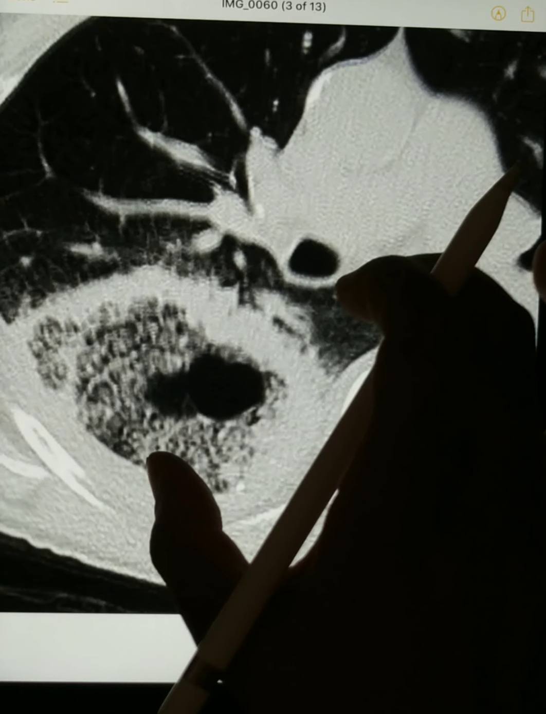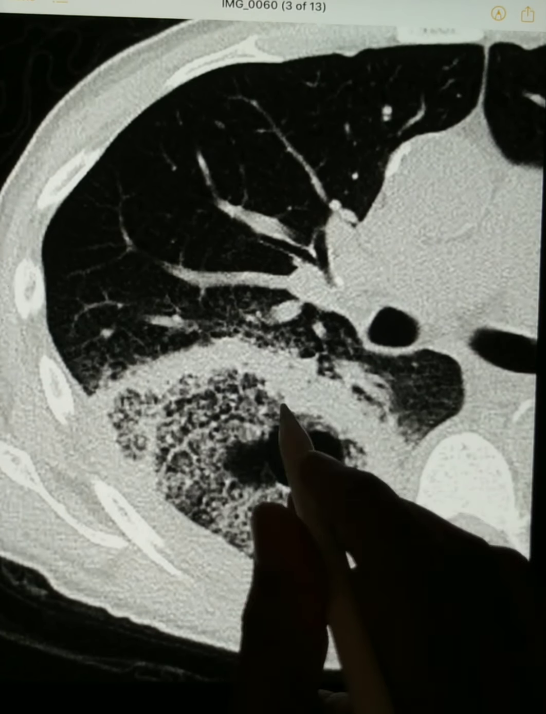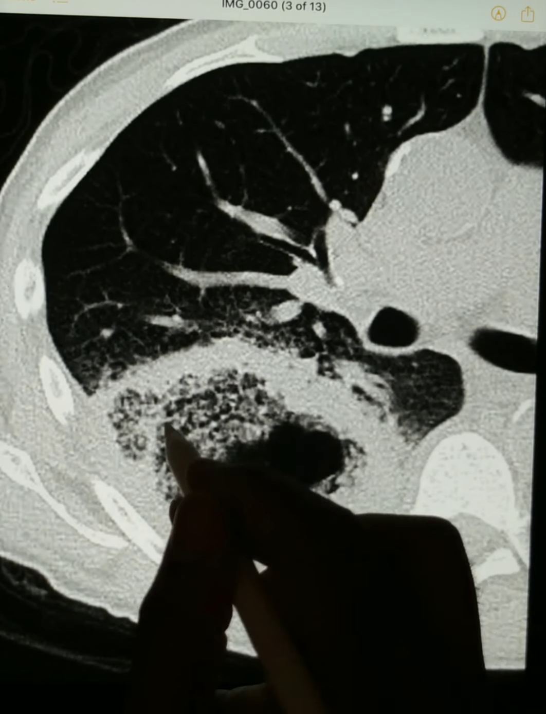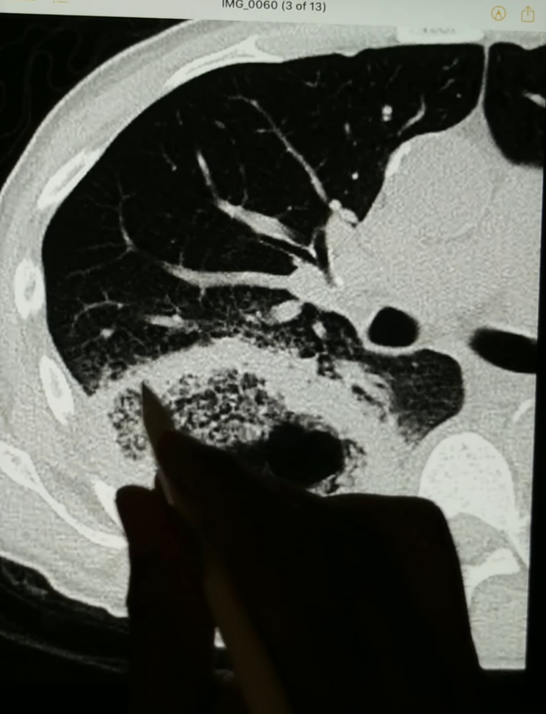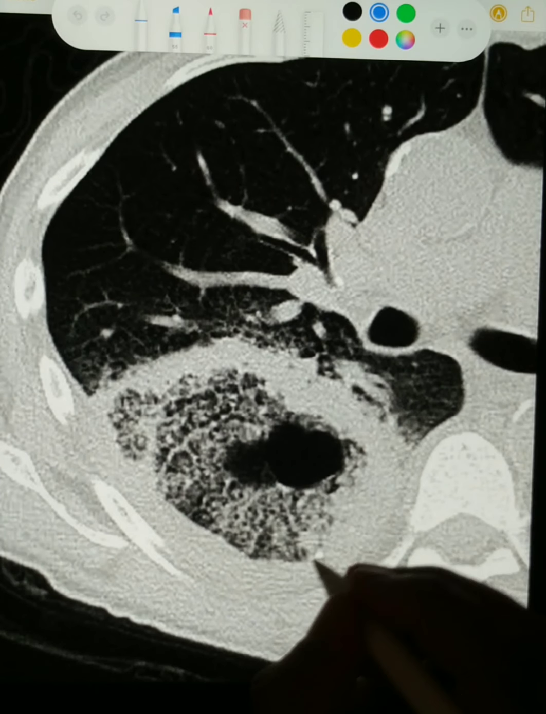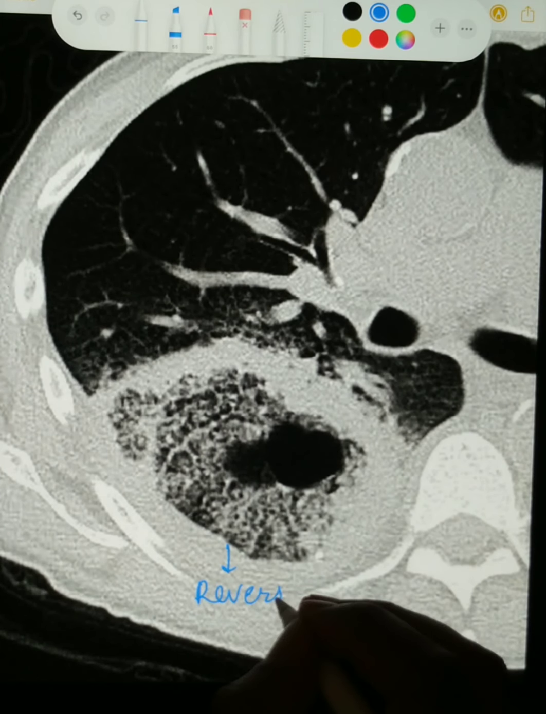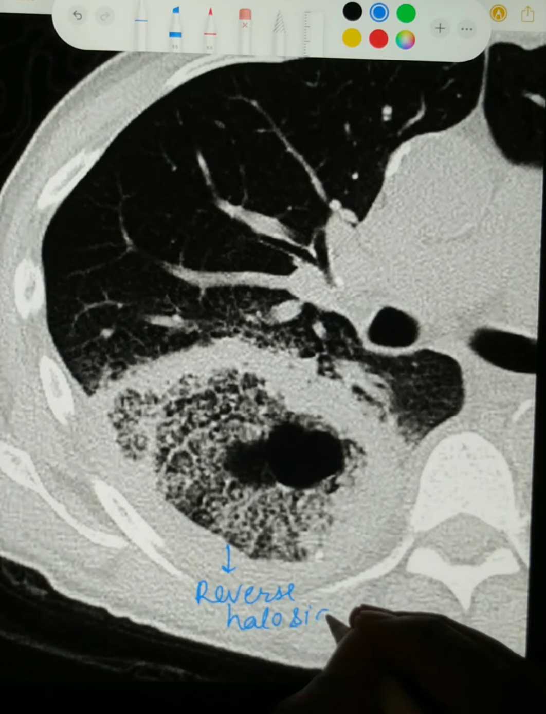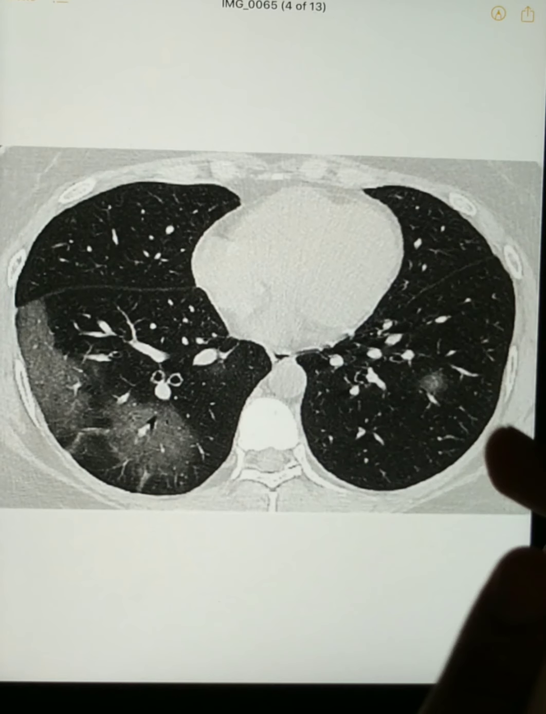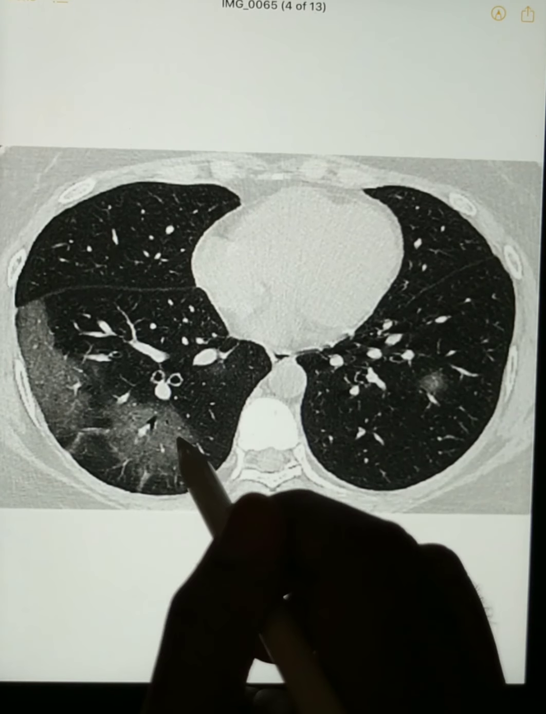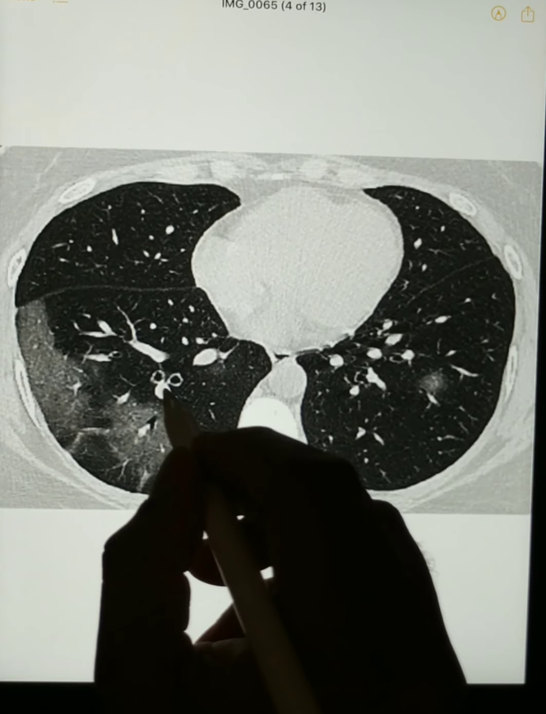In the next picture, this is the reverse halo sign or atoll sign, which I explained, where a central area of ground glass opacity is surrounded by an area of consolidation. So this gray area is surrounded by the white area. So this is the reverse halo sign. In this CT film, you can appreciate that an area of ground glass opacity is present on the right side of the lung. This is peripheral, subpleural in location, and a small patch of ground glass opacity is also present on the left side of the lung.